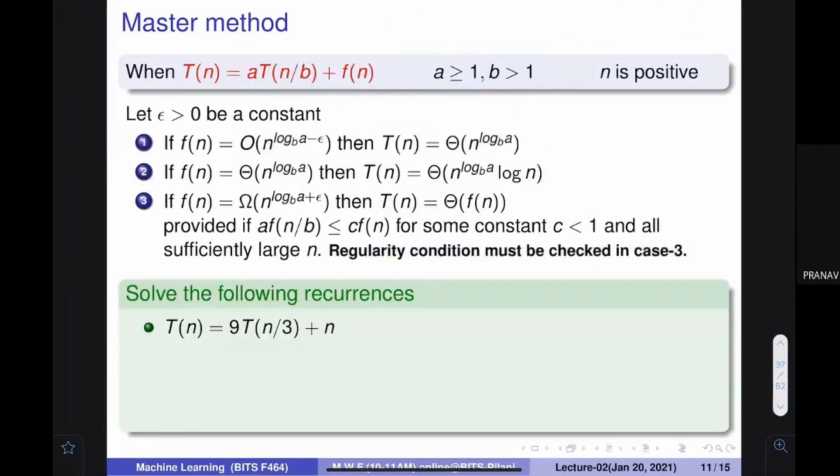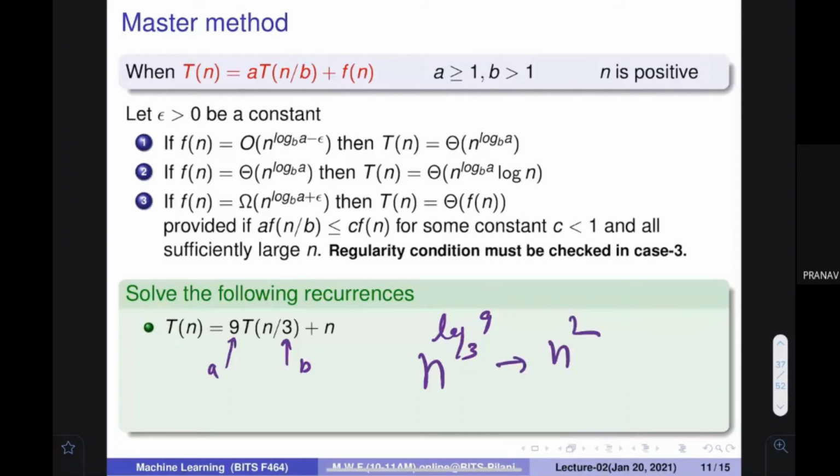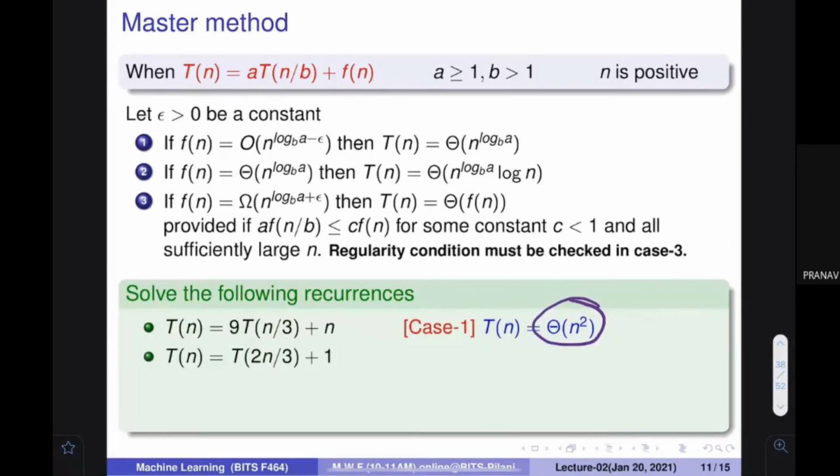So it is a direct method, very easy. Here in this case, for example, let us solve this one. This is a, this is b, then log of 9 at the base 3, and n to the power of that, you have to consider. This value becomes n square, and you compare n square with n. N square is bigger, therefore the answer is order of n square, theta of n square. Make sense? Next iteration, next thing.